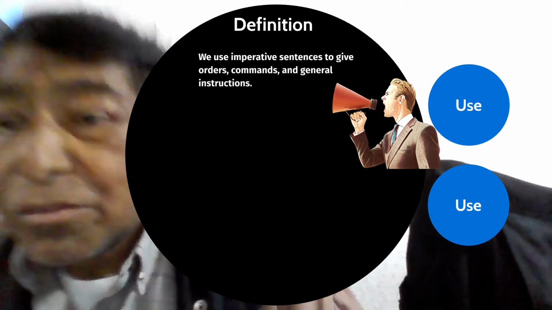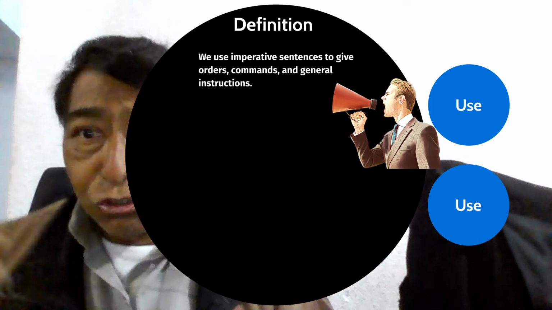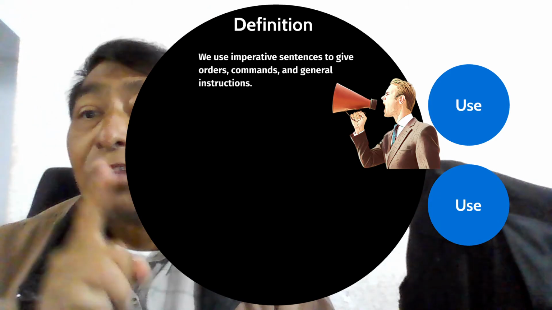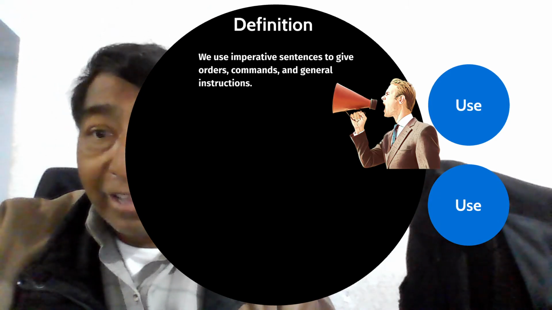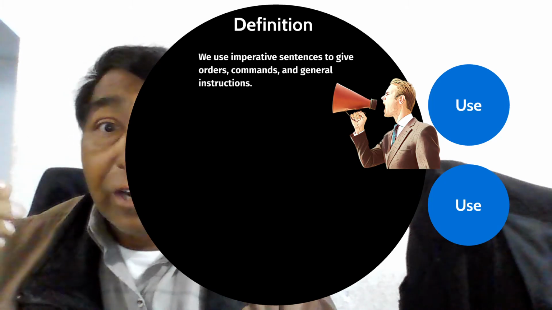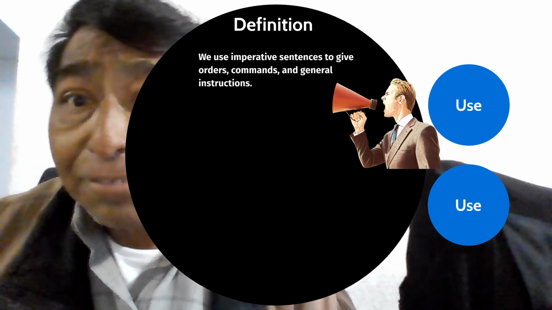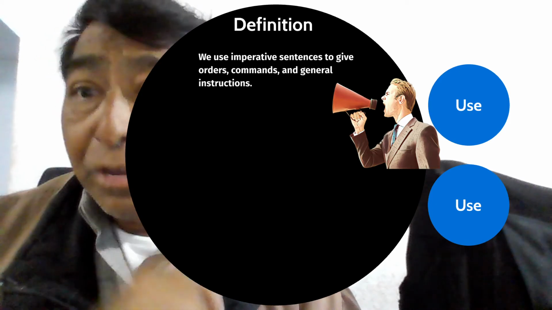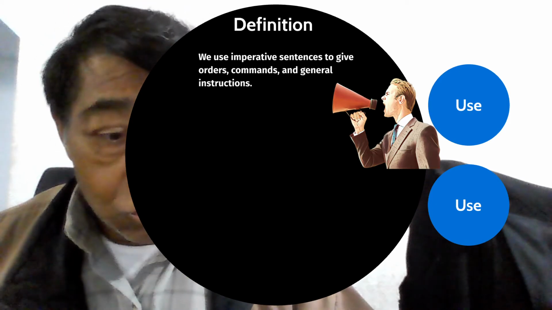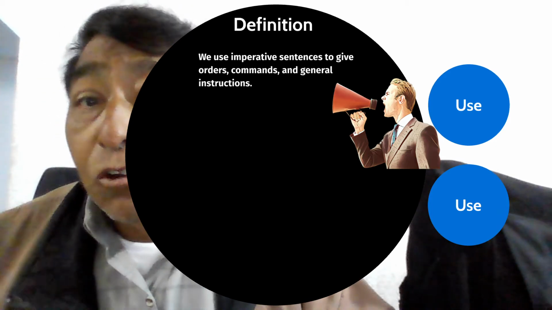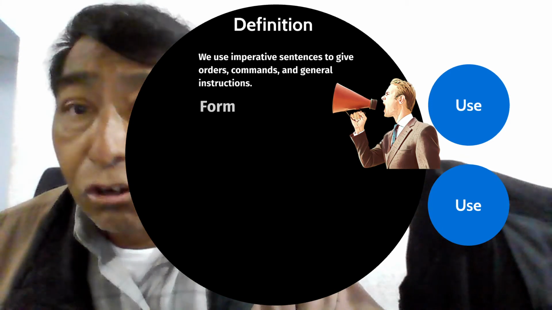Sometimes you need to follow instructions to arrive to a place. So turn to the right, turn to the left, walk straight ahead, return one block. These kinds of commands are given when using imperatives. Okay, so we can continue analyzing orders or commands in general instructions.